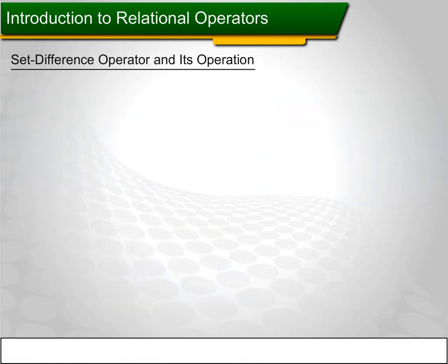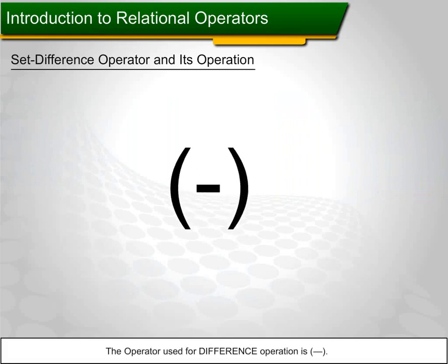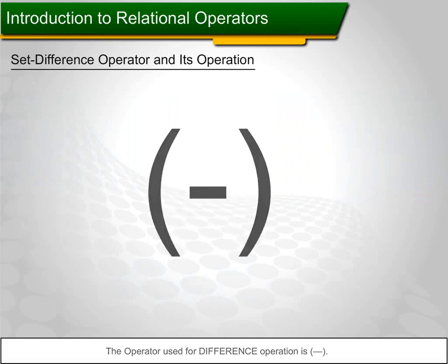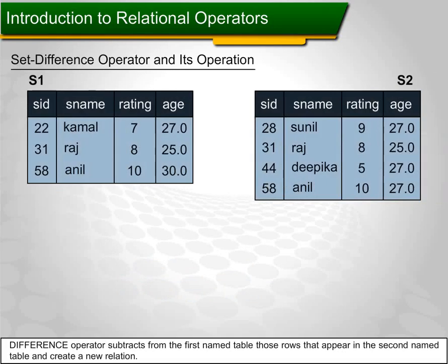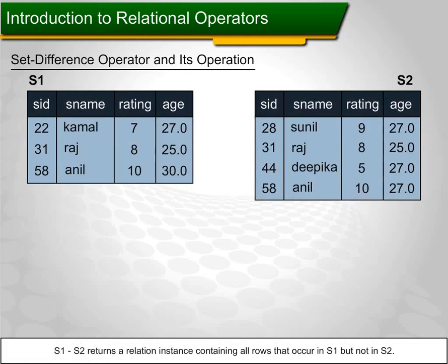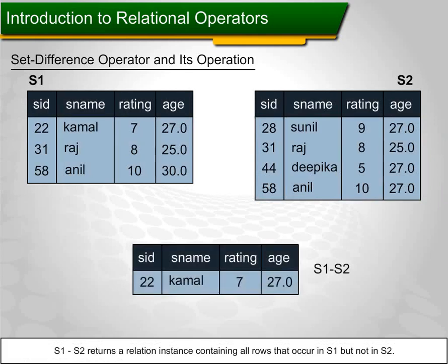Set difference operator and its operation. The operator used for difference operation is minus. The difference operator subtracts from the first named table those rows that appear in the second named table and creates a new relation. S1 minus S2 returns a relation instance containing all rows that occur in S1 but not in S2.